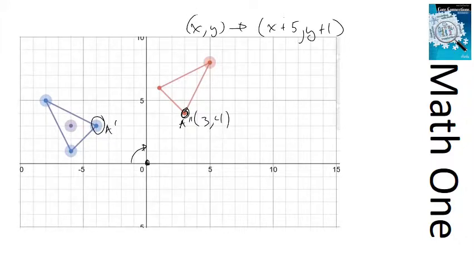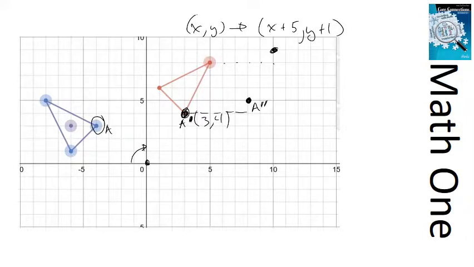X values are going to get increased by 5. So here is the point A prime, and I'm going to go over 1, 2, 3, 4, and 5, and then the y is getting increased by 1. So I think this is my new A double prime, right? I started with A, I got A prime, and now this is A double prime. Let's do that again for this point. So I'm going to go over 1, 2, 3, 4, 5, and then up 1 point.